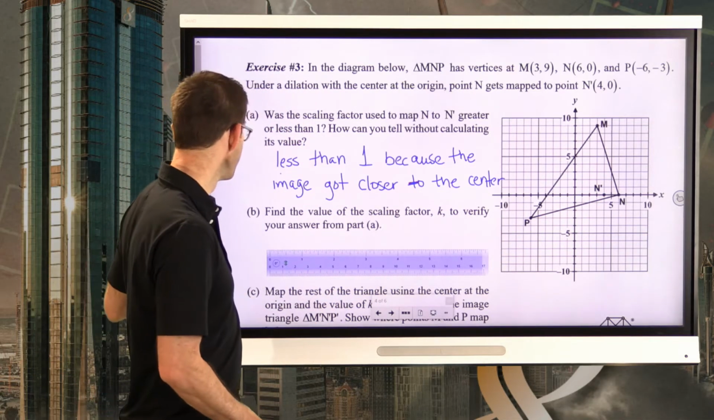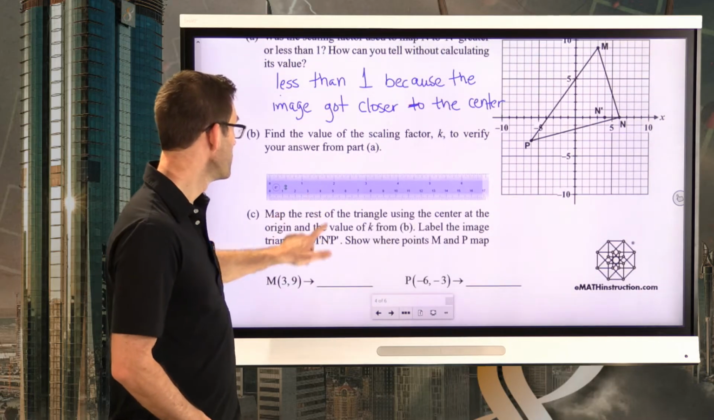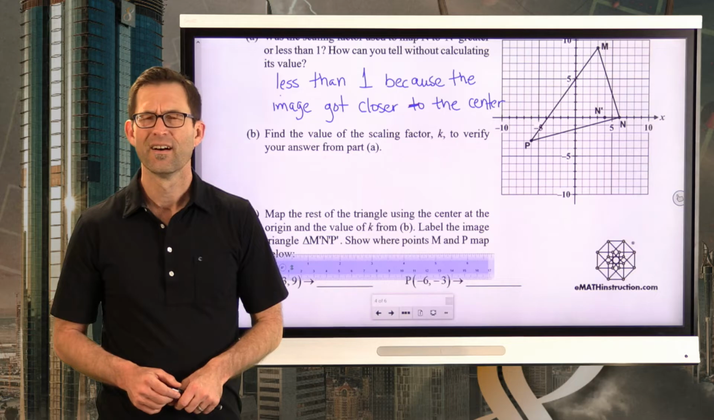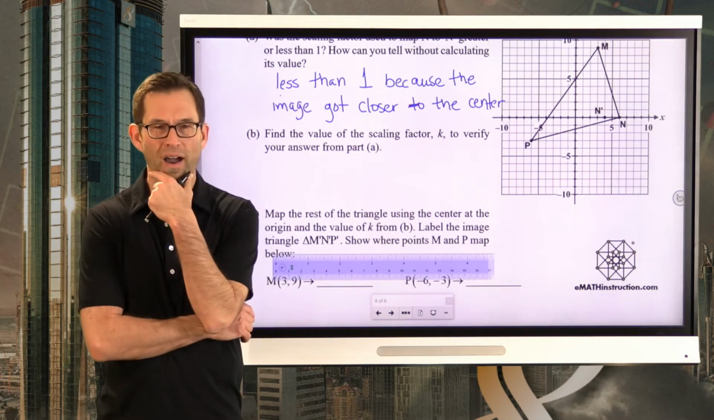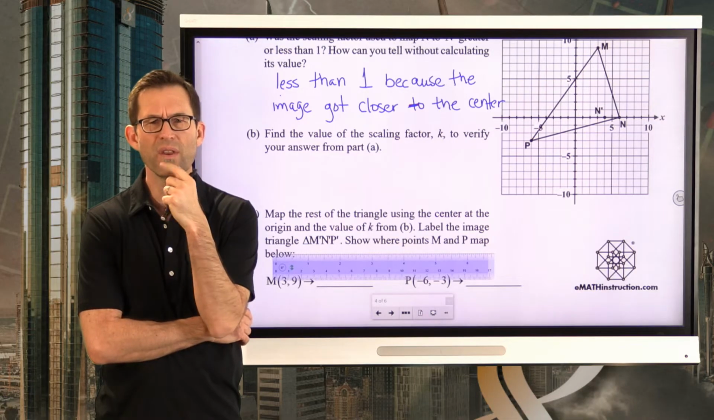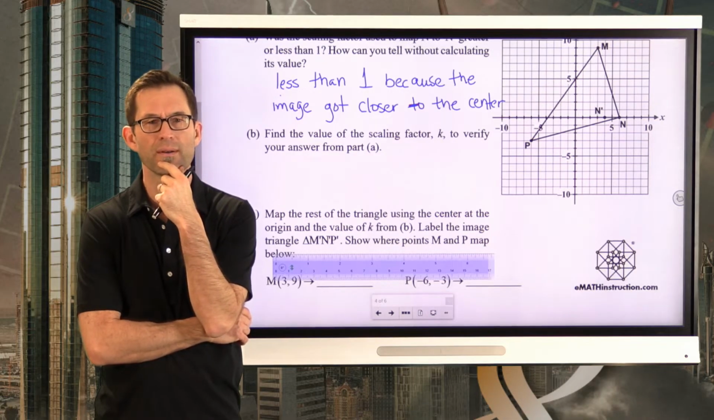That being said, let's take a look at letter B. Letter B asks the following. Find the value of the scaling factor K to verify your answer from part A. All right, how do we find the value of the scaling factor? Pause the video now and see if you can figure this out.